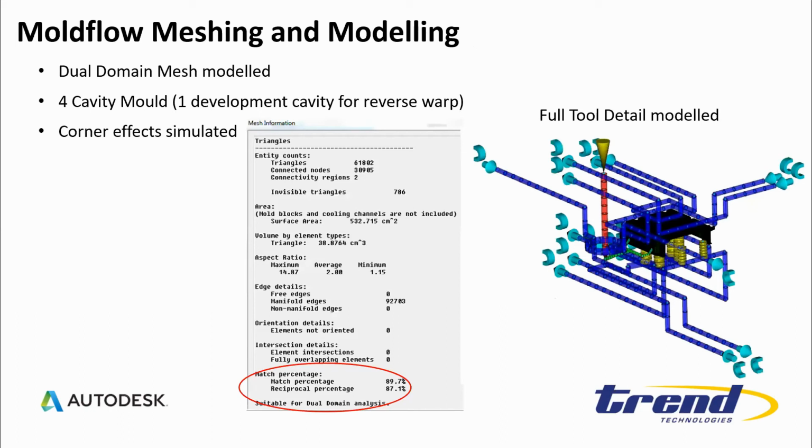Meshing and modeling. Again, dual domain mesh was modeled. Our match percentage wasn't completely at 90%, but it was very close, probably good enough to rely on the results. Again, it was a 4-cavity mold.